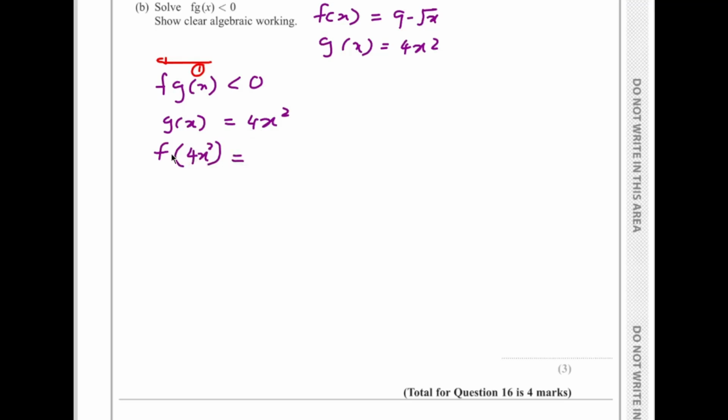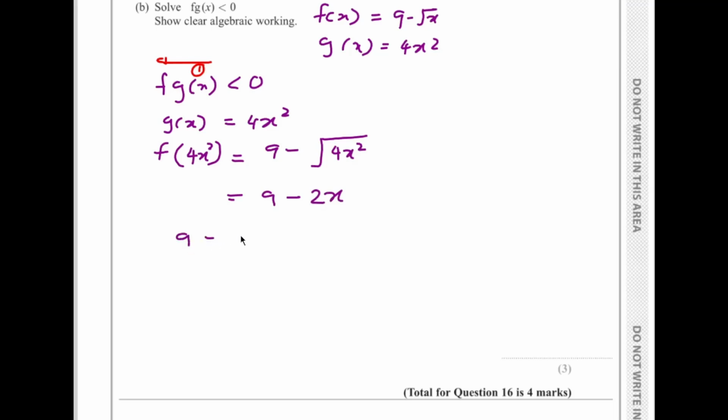After that, I know that f of x is 9 minus root x. Then I can write 9 minus root x. We do not write x. We have to replace all the x's in f of x with 4x squared. Right? Now simplify. The root of 4 is 2. Root of x squared is x.